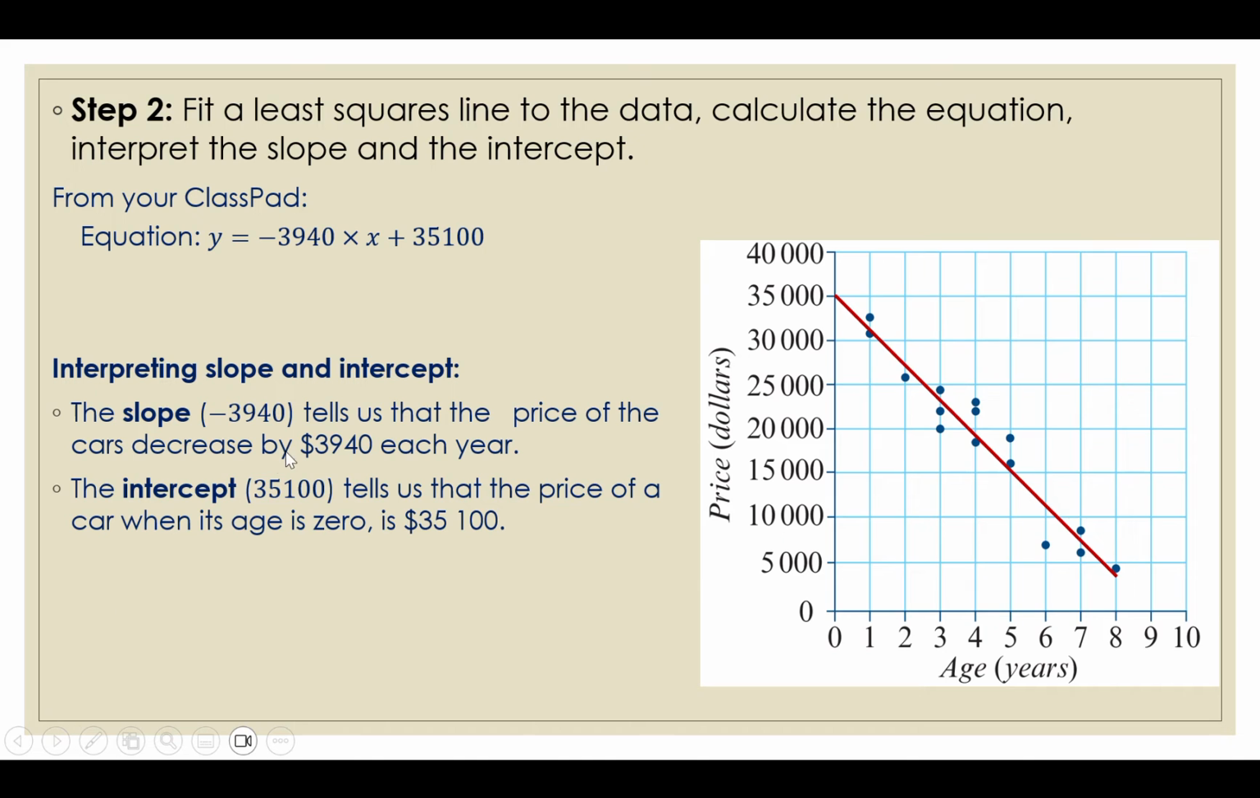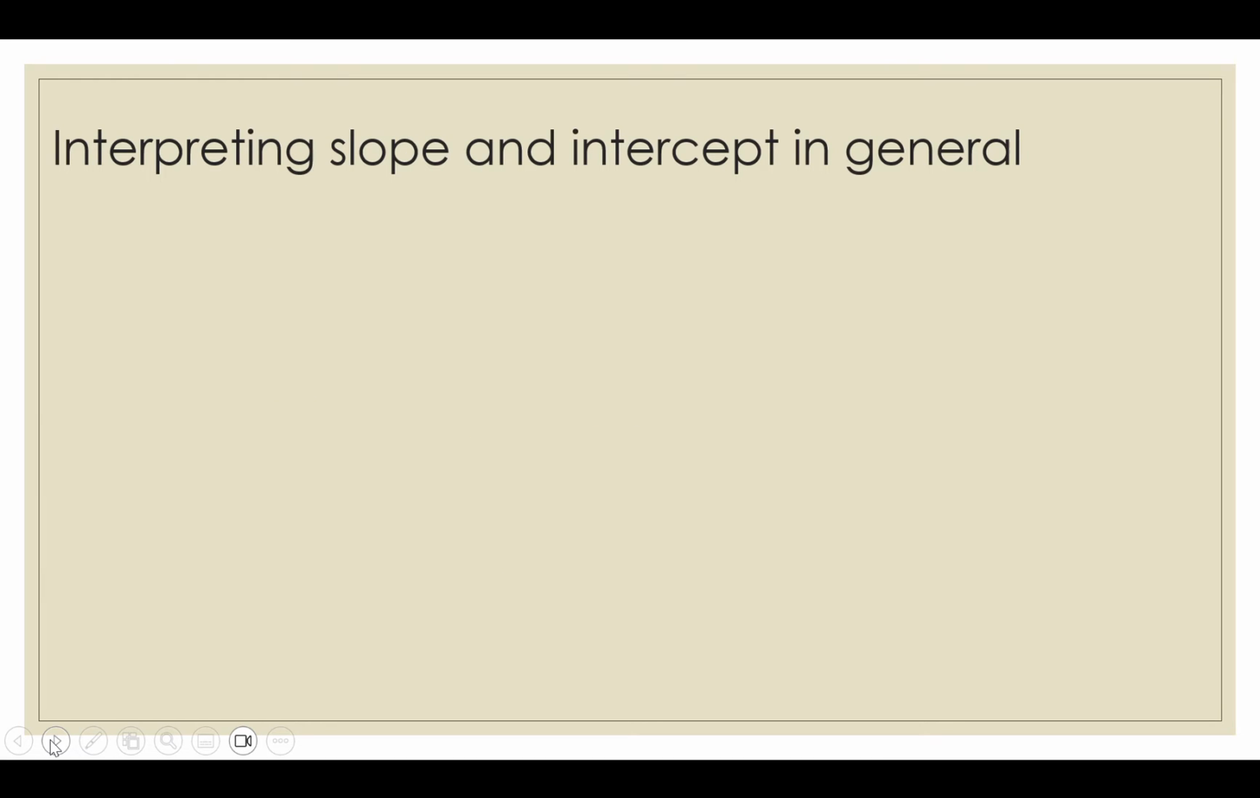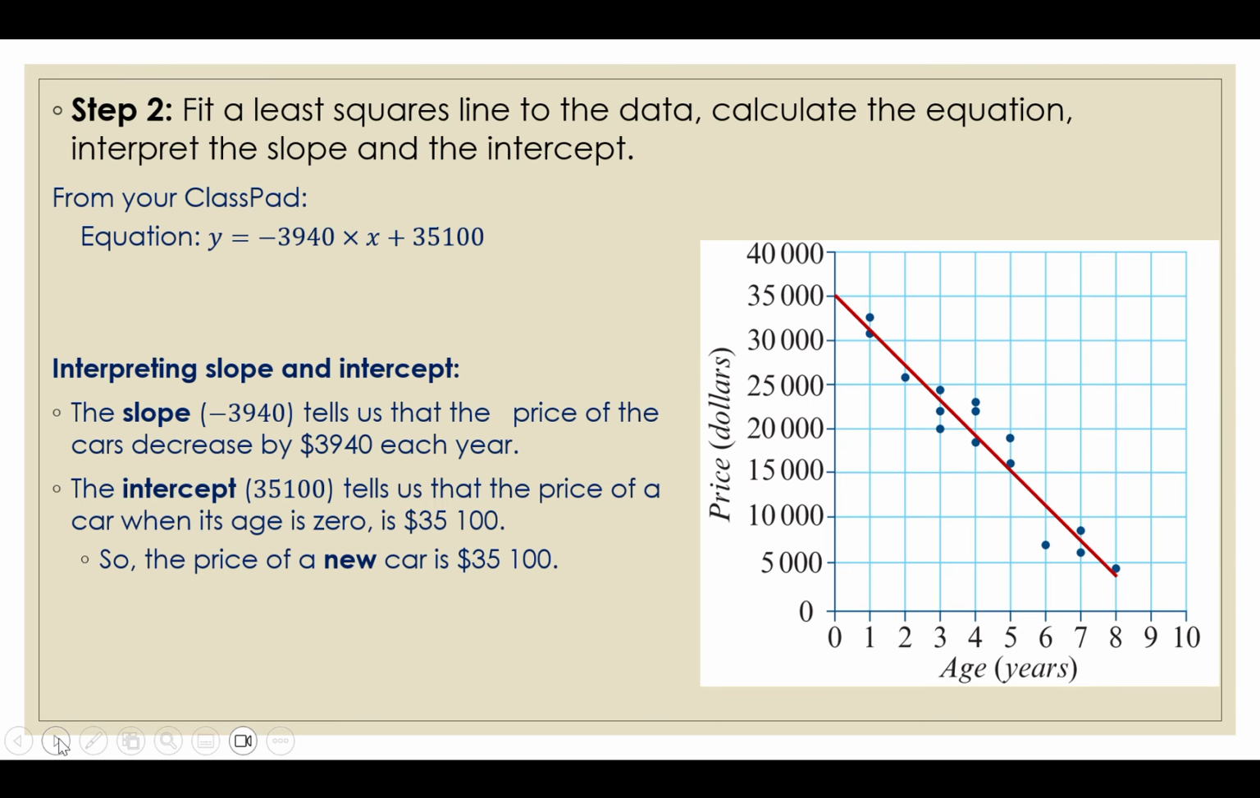The other thing is that these new cars, the intercept 35,100, tells us the price of the car when it is age 0, or in other words, when it is new. Okay, so that's really relating it to the context of the question there as well. So if the new car cost is 35,100, okay, and obviously it is depreciating at that 3,940 each year.